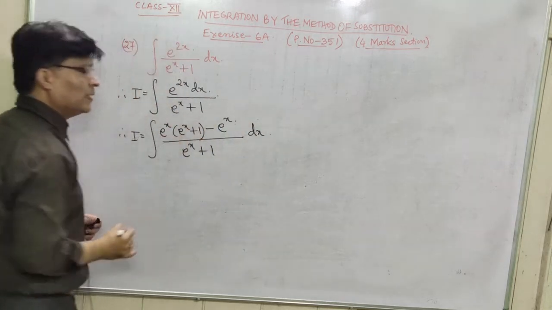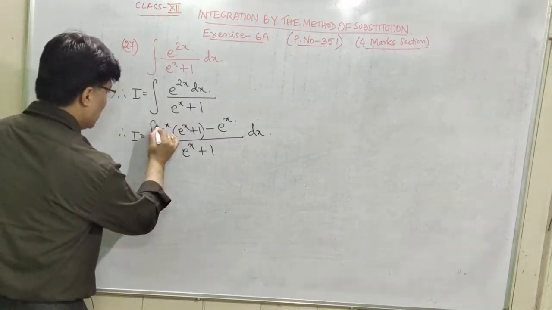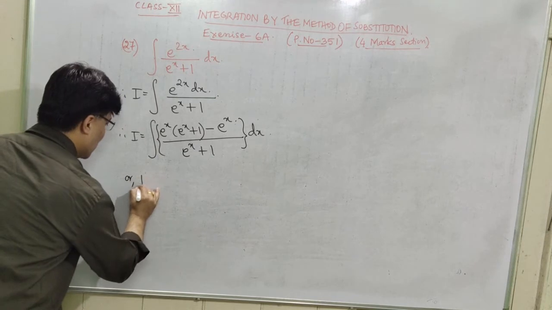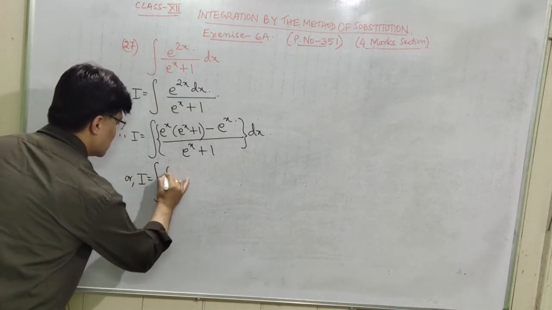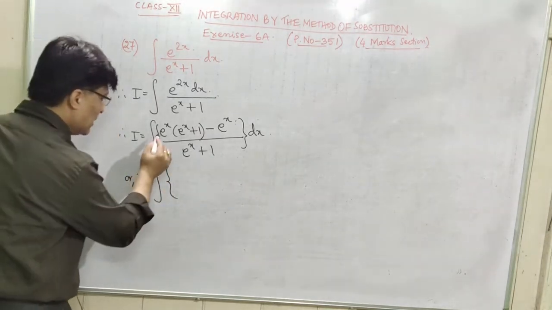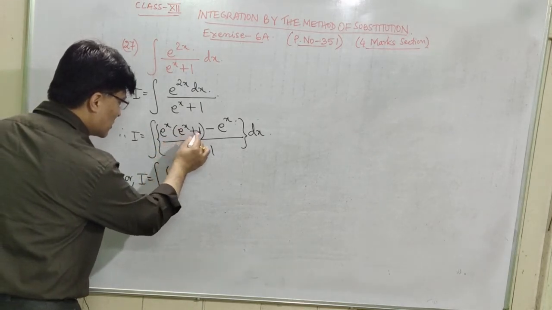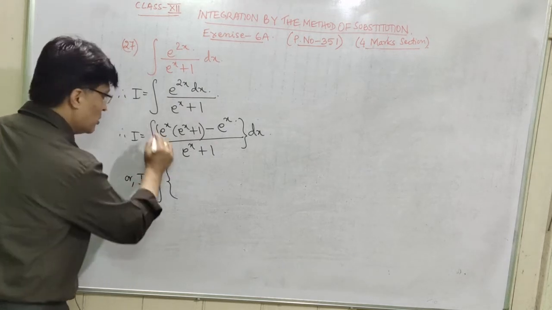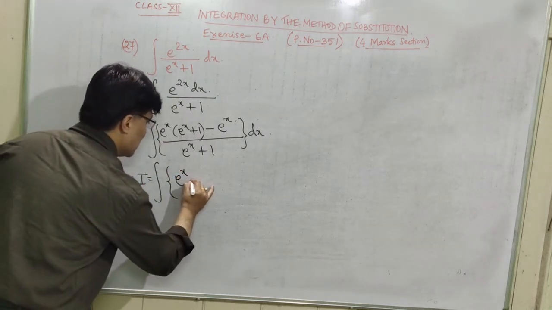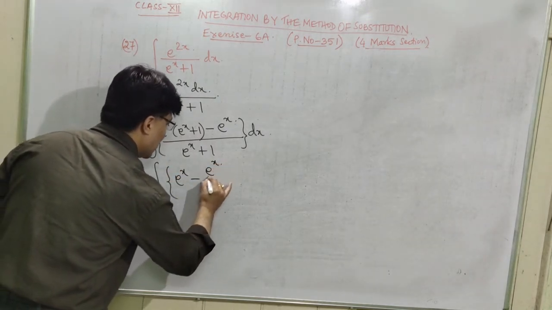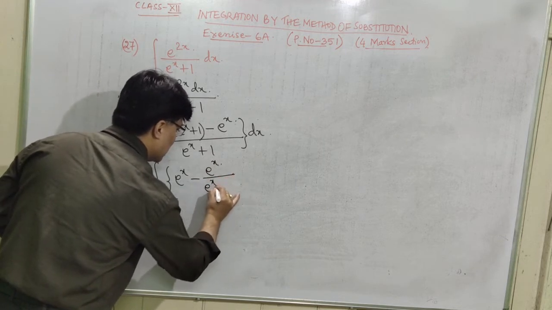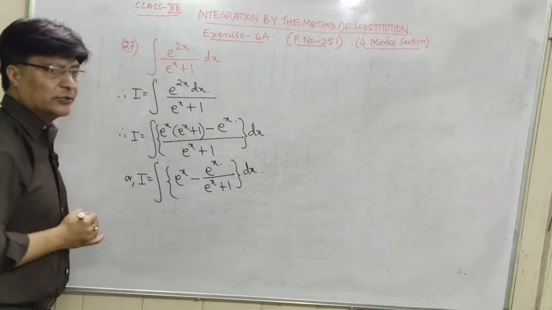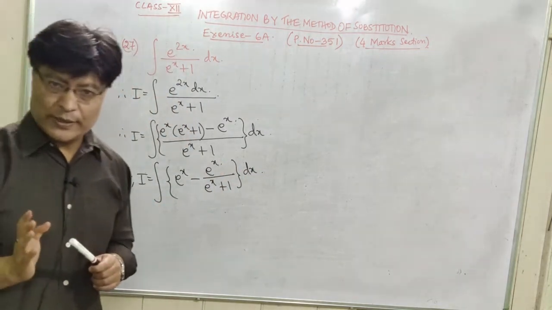Then what do we write? dx. Okay. Now you can separate this term. I is equal to integral of, within the second bracket, e to the power x into e to the power x plus 1 divided by e to the power x plus 1. This e to the power x plus 1 will be cancelled. You will have e to the power x minus e to the power x divided by e to the power x plus 1, second bracket closed, dx. So I think you have understood it.